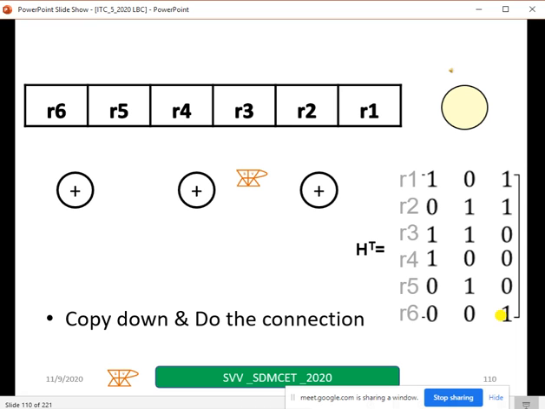Write down this. H transpose you have already in your notebook. Write down R1, R2, R3, R4, R5, R6. And syndrome, 3 columns are there, 3 I need. Complete this much. Take a minute.